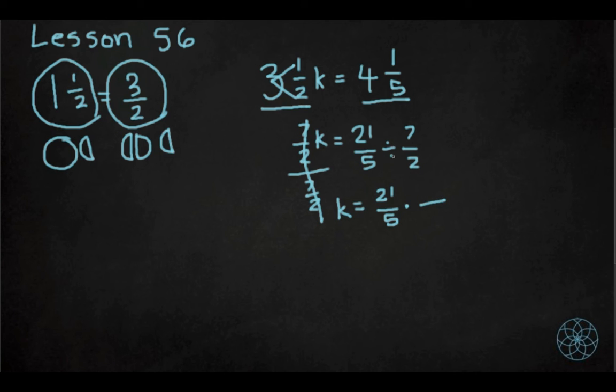Now remember, that's not how we do division for fractions. What we do is we change it to a multiplication sign, and then we write the reciprocal. So instead of 7 over 2, we'll have 2 over 7. Let's simplify before we multiply. 21 can be simplified to a 3 and a 1 down there. So what we would end up with is k equals 6 in the numerator, 5 in the denominator. And I would say that this would be your final answer.